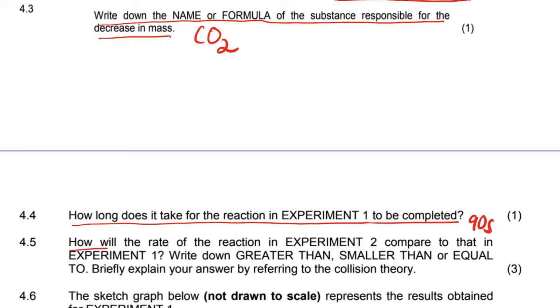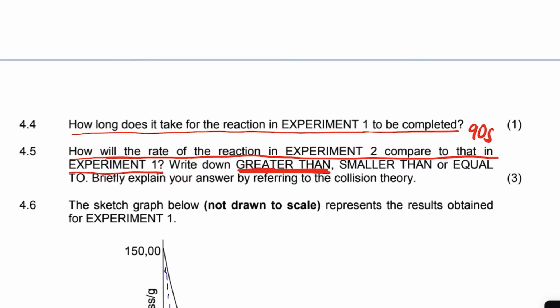Now it says, how will the rate of reaction in experiment 2 compare to experiment 1? So the rate of experiment 2 will be greater than. The answer there is greater than.